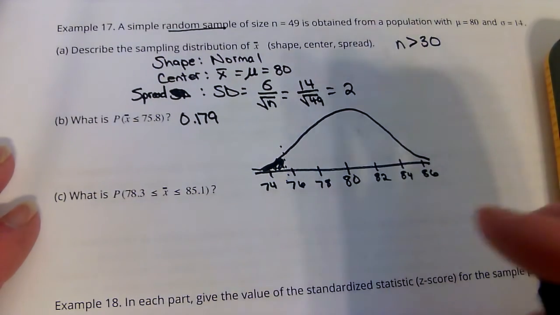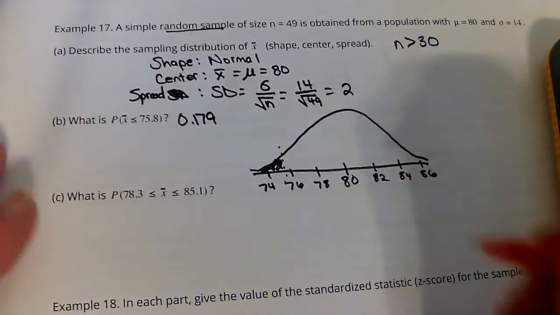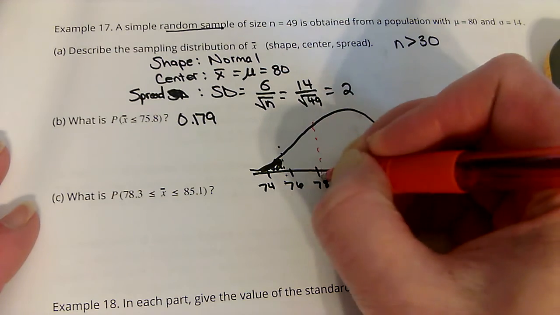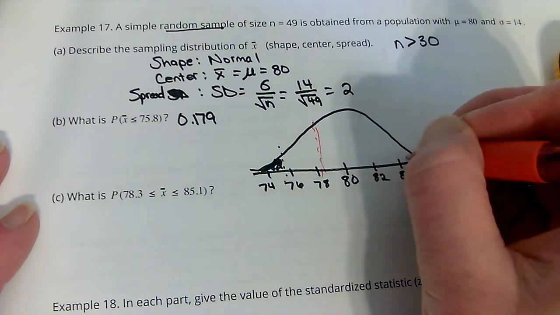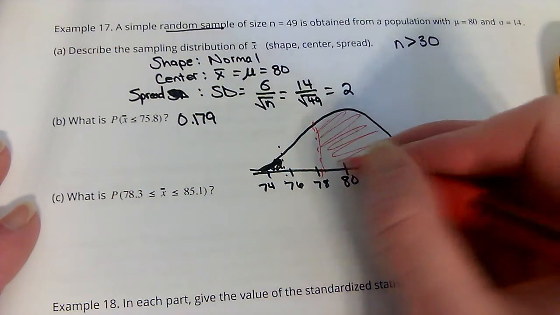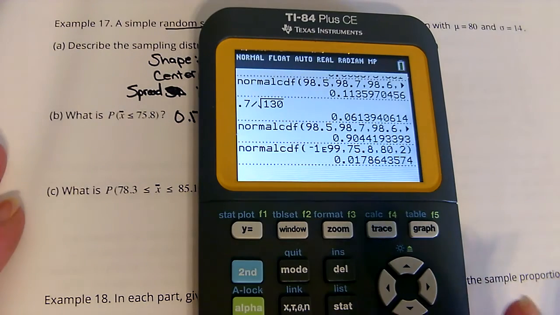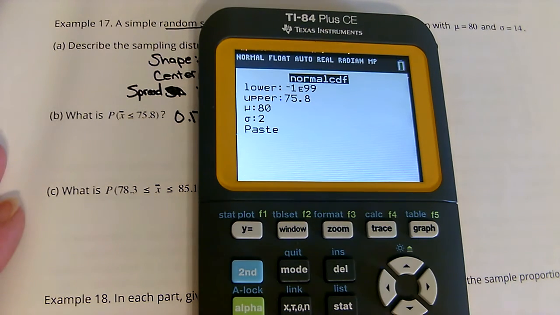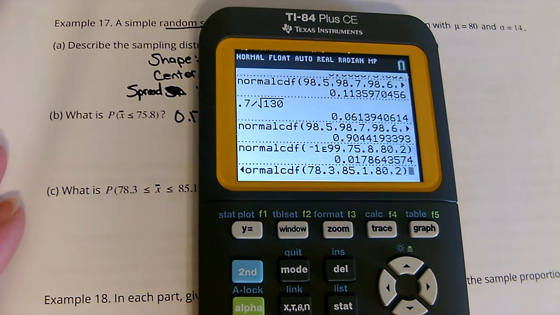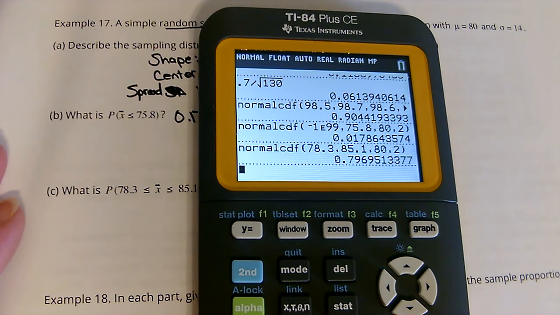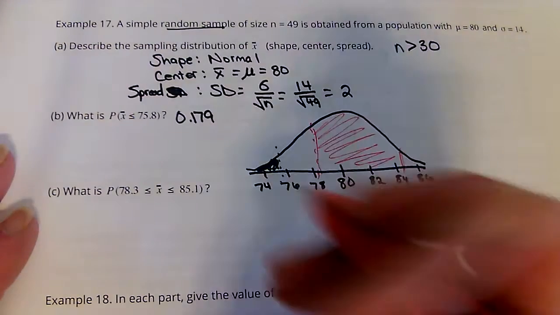What about between 78.3, let's get a different color, about here, and 85.1? Ooh, this should be a much larger probability, right? So normal CDF, because we're between two values, 78.3 and 85.1. Nothing else has changed, and that's 0.797 basically.